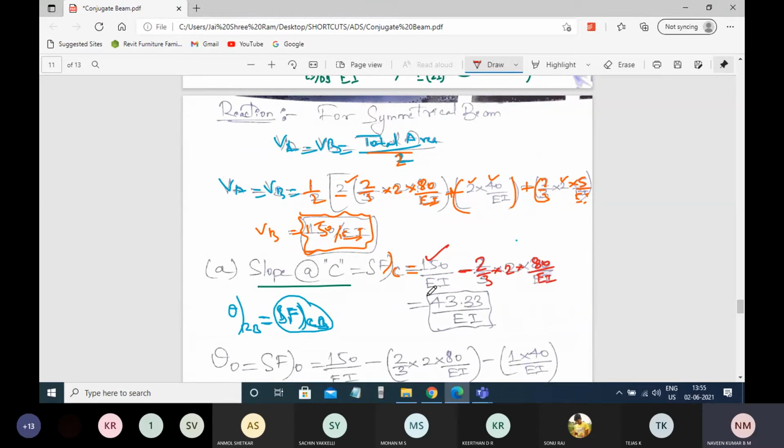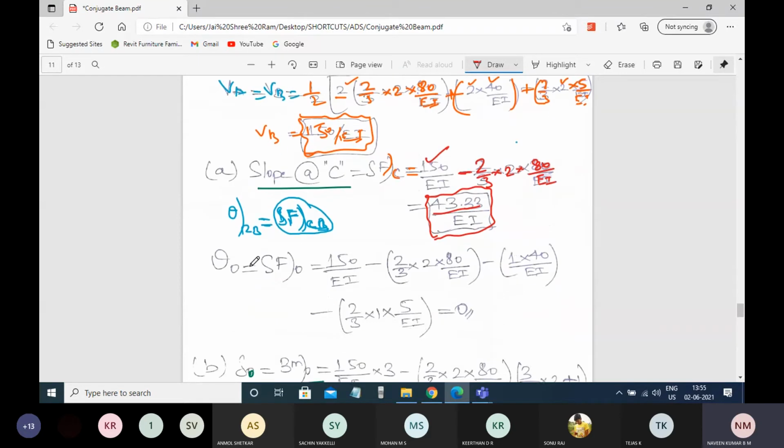Understood? So then you can simplify this. You can get the theta at C. So that is equals to 43.33 divided by EI. So next you can find theta at O. This is not required to find, but we have calculated this.